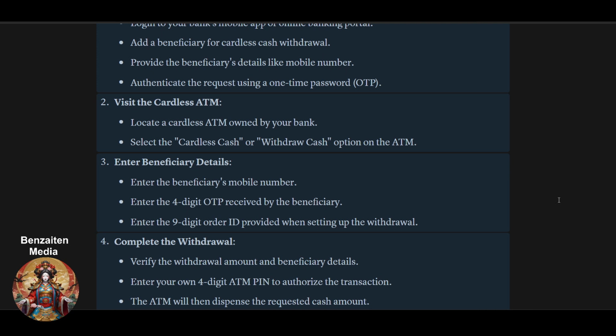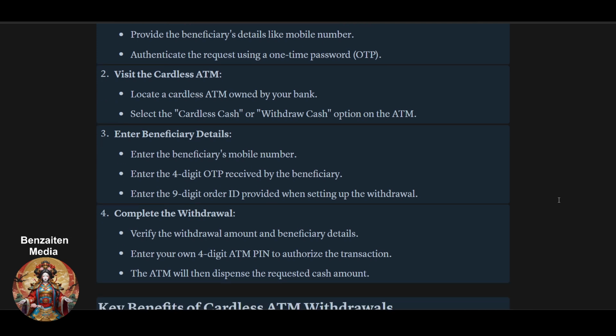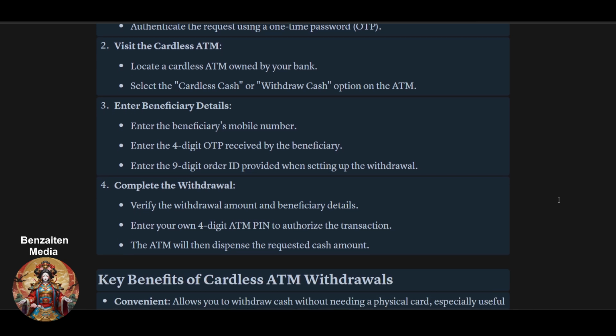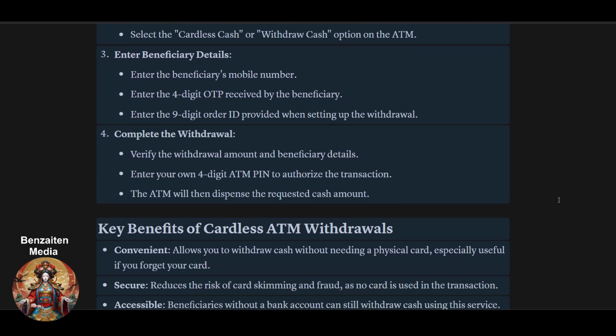Now visit the cardless ATM, locate the cardless ATM owned by your bank. So this is limited to certain or particular banks. Now select the cardless cash withdrawal option on the ATM. Enter the beneficiary mobile number, and in the same way you have to verify through your ID or by your OTP.